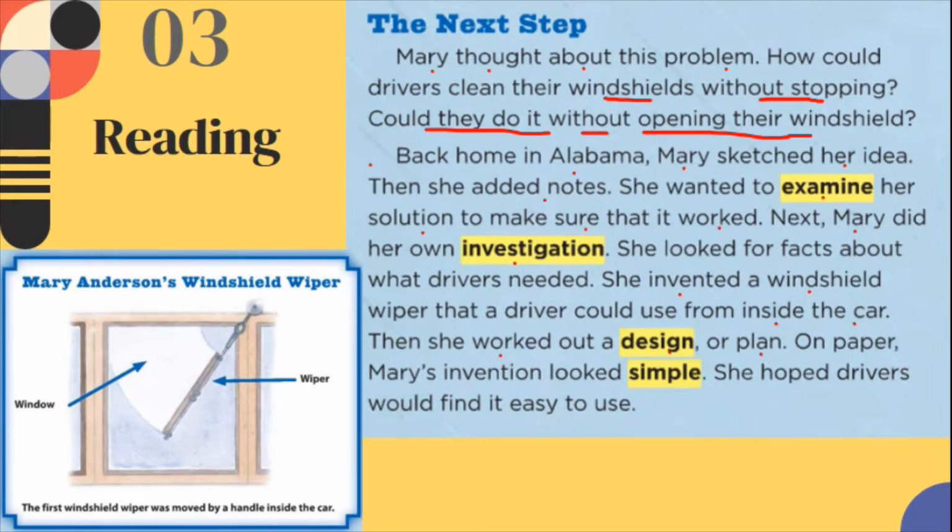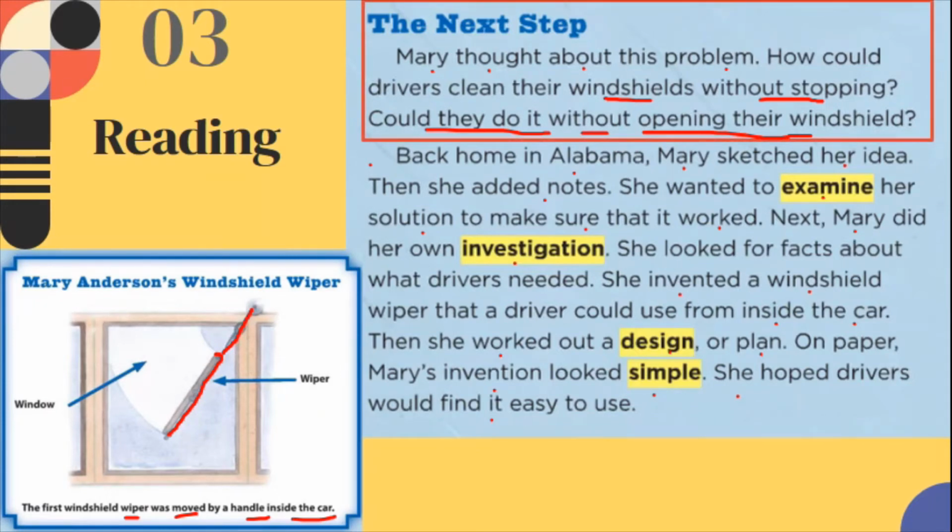On paper, Mary's invention looked simple. She hoped drivers would find it easy to use. Now you can see here, this is a diagram of Mary Anderson's windshield wiper. This is the windshield, and this is the wiper that she planned or designed. The first windshield wiper was moved by a handle inside the car. As you can see in this box, I have put the questions that led to Mary's invention. It's very important to ask questions.